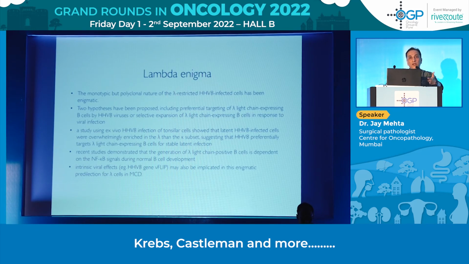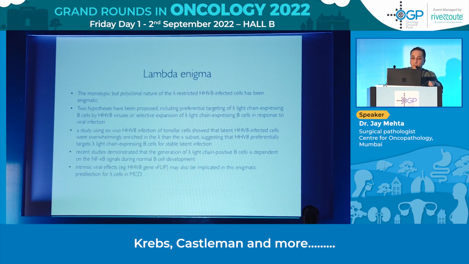But this kind of didn't hold its water when they said in PEL, you actually get a lot of kappa restriction as well, and that's also associated with HHV8 and EBV. A study using ex vivo HHV8 infection of tonsillar cells showed that latent HHV8 infected cells were overwhelmingly enriched in the lambda rather than the kappa subset. Again, no great explanation as to why.